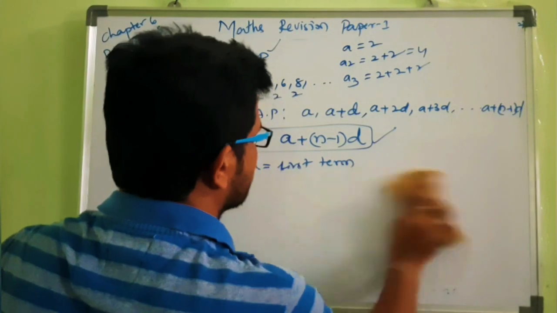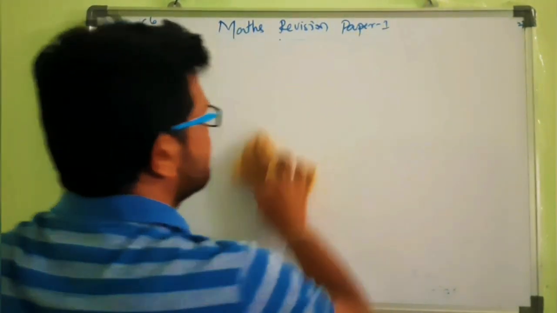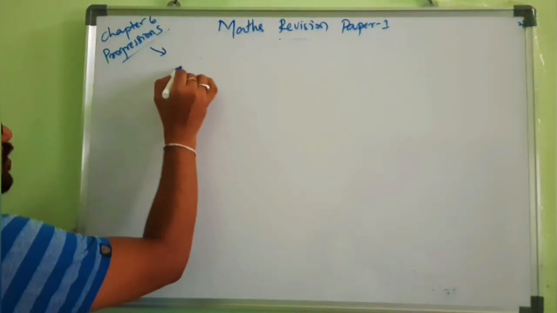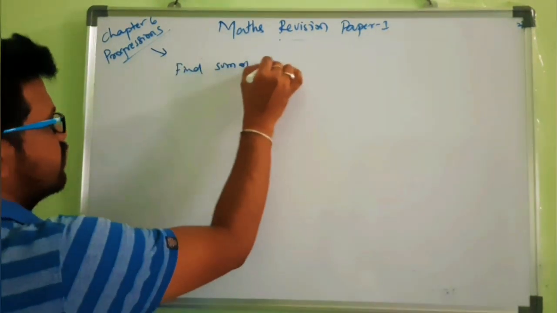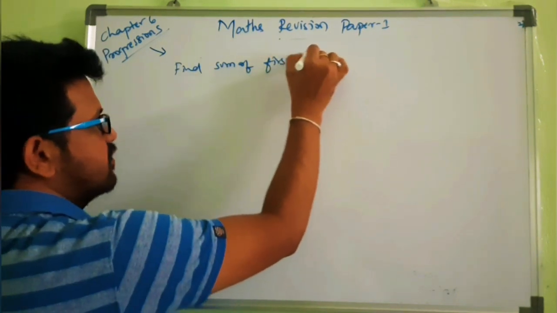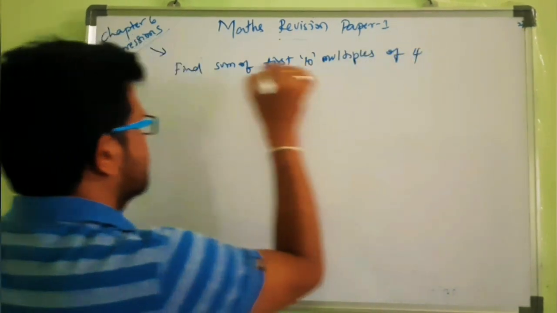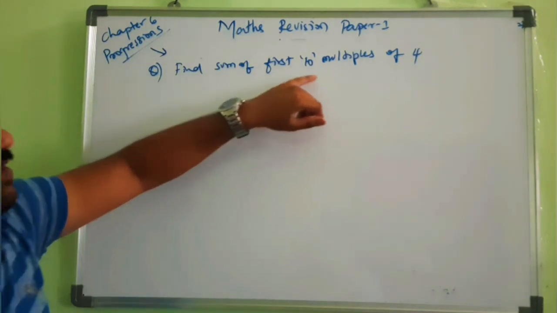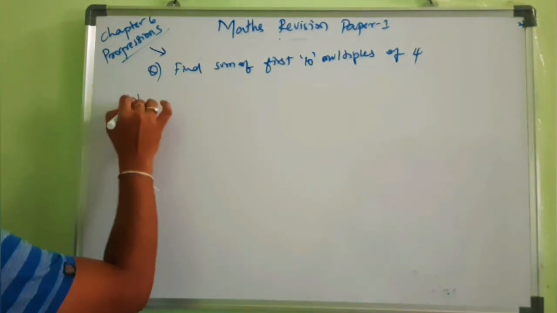Next, sum of the n terms in AP. How to find the sum of the n terms in AP? This is also very important. The question is like this: find the sum of first 10 multiples of 4. What are the multiples? Solution.